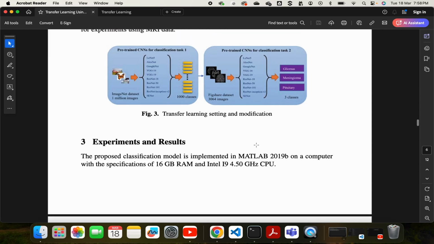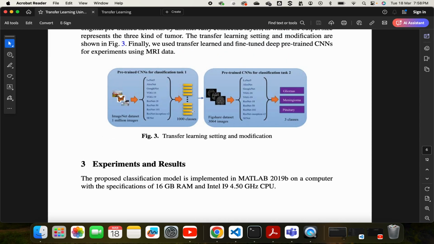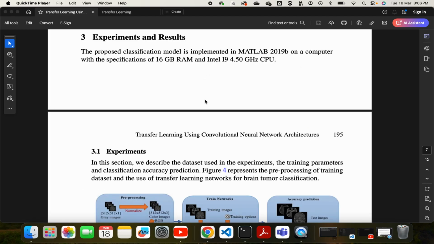So moving on, like I explained about transfer learning, a pre-trained CNN, which is trained on a large dataset, is fine-tuned on a smaller dataset to classify 3 different classes. Moving on to experiments and results. The study was implemented in MATLAB 2019b on a system with an Intel GPU and 16 GB RAM.